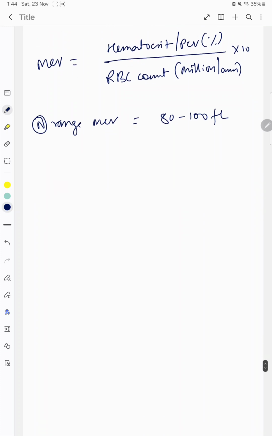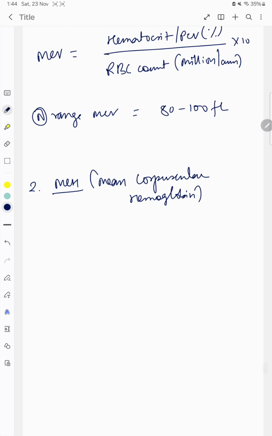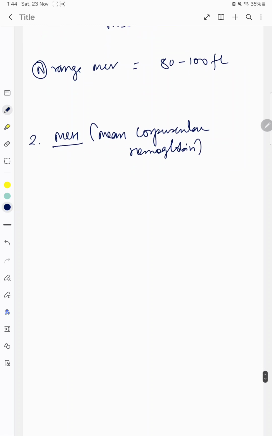The other RBC index is MCH, known as mean corpuscular hemoglobin. It indicates the average amount of hemoglobin in a single cell. Average amount of hemoglobin in a single RBC.